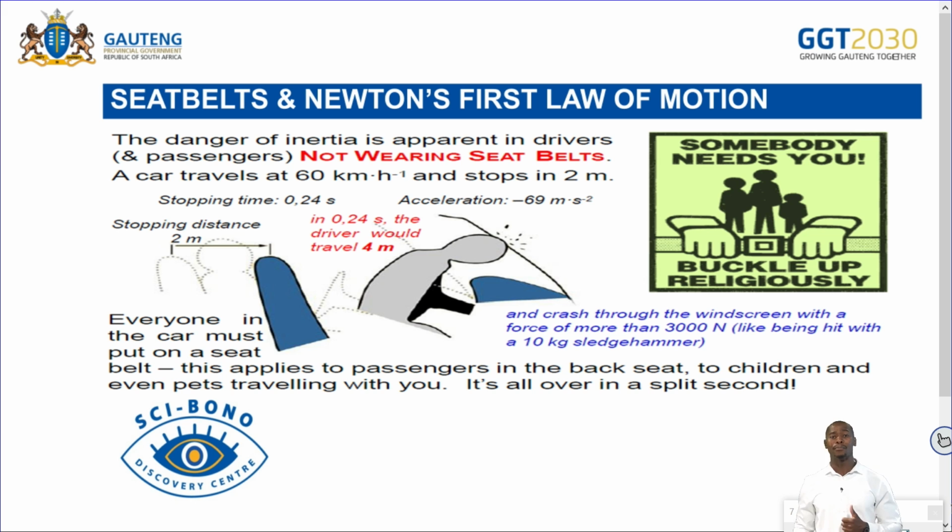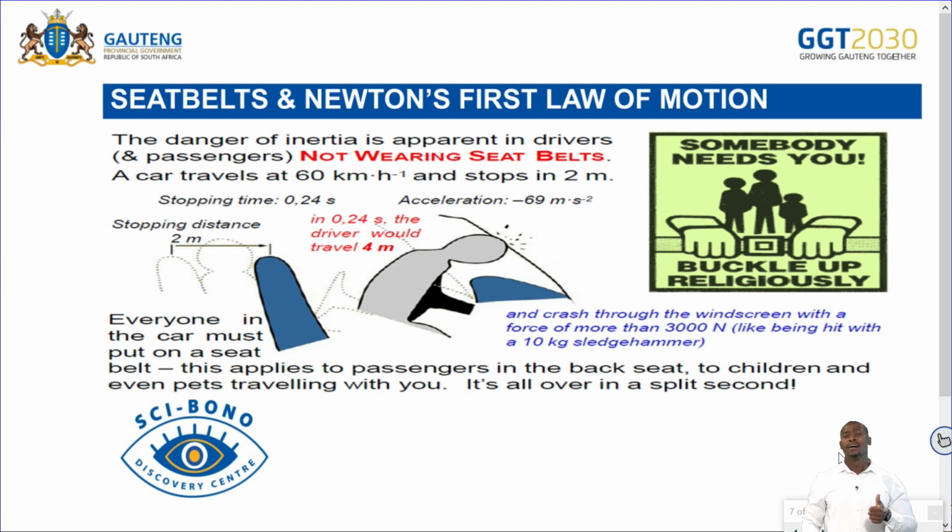So now let's look at the importance of wearing seat belts vis-a-vis Newton's first law. Why are we supposed to wear seat belts? The reason is, remember, each body has its own inertia. If an object is at rest, that object actually wants to remain at rest. But if an object is moving at a constant velocity, that object wants to continue moving at a constant velocity. Why? It's because of its inertia. By now we know what inertia is.